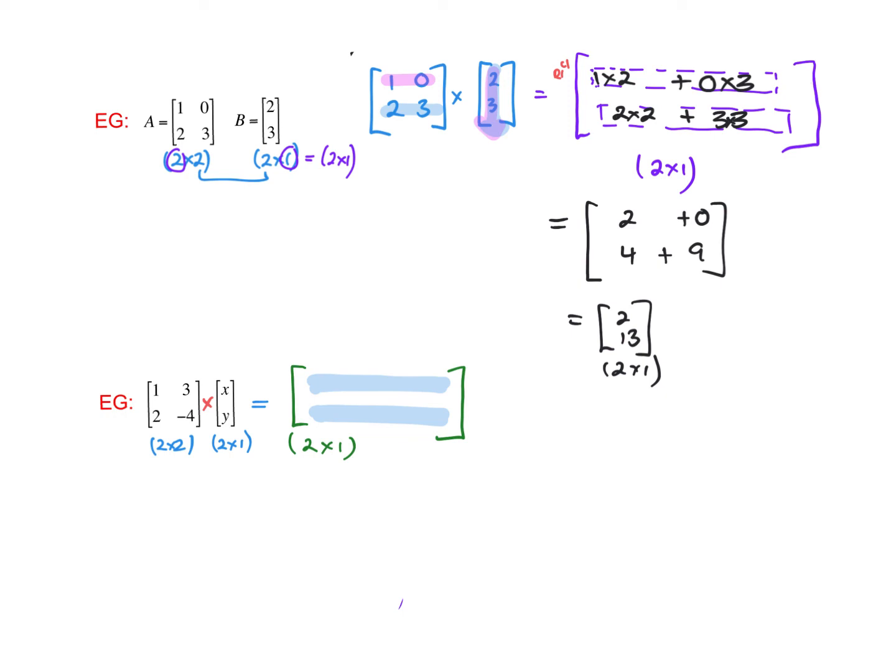So when we're in this position here, we're in row 1, column 1 in this guy. So off I go, I use row 1 with column 1. So 1 times x plus 3 times y. And then if I do row 2 with column 1, I've got 2 times x plus negative 4 times y. Now you just got to keep tidying it up. So we've got x plus 3y and we've got 2x minus 4y.